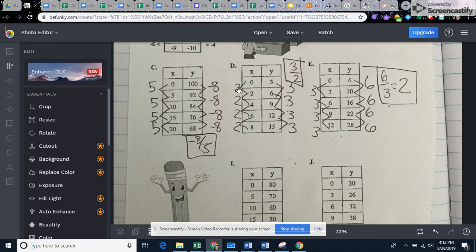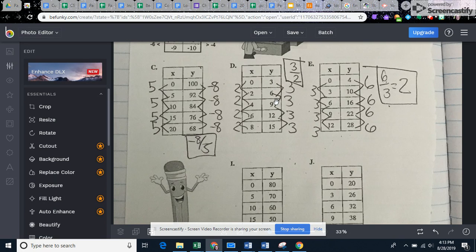So heading down here to C, D, and E, you'll notice each of the y's changed by negative 8, meaning 100 to get to 92, it went down 8, down 8, down 8, down 8. These went up 5 each time. So change in y, negative 8 goes on top. Change in x, 5 goes on bottom. On C, your fraction was negative 8 over 5.